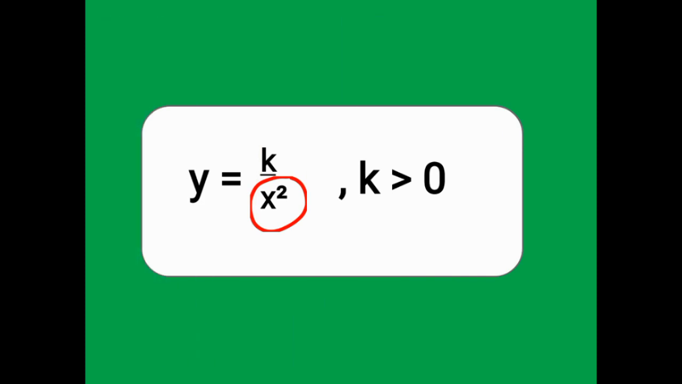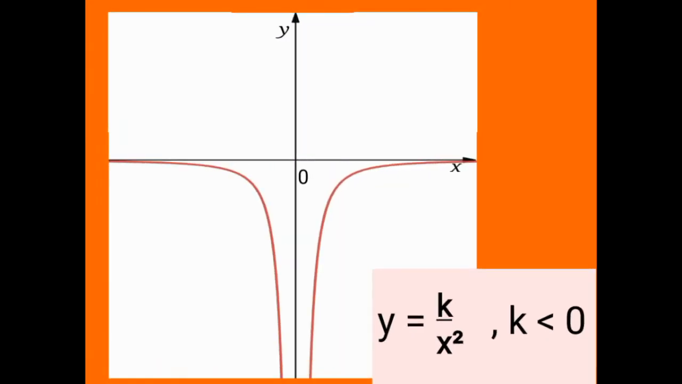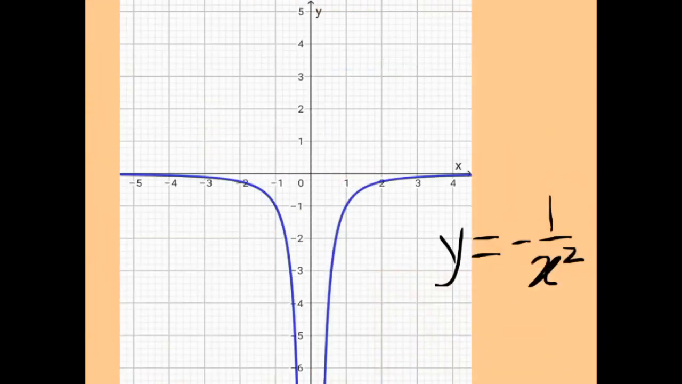As we know, x squared is always positive and here k is greater than 0, so the y values are all positive. And hence, the graph y equals k over x squared with k greater than 0 would take this shape. The graph y equals k over x squared with k less than 0 also has asymptotes at x equals 0 and y equals 0. For example, the graph shown here is for y equals minus 1 over x squared.